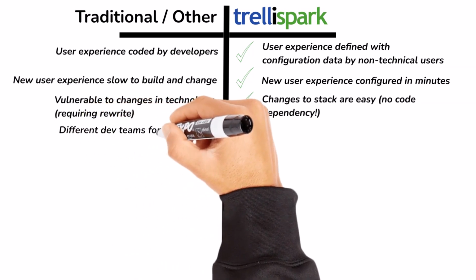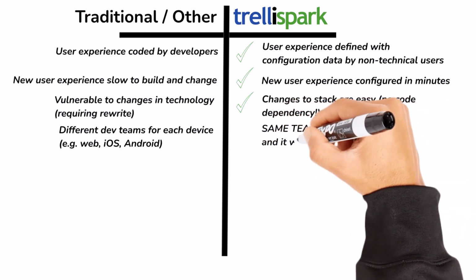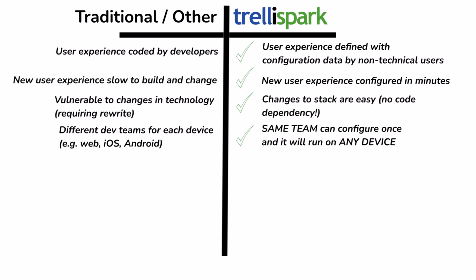Another big difference is how different devices are handled. You often need 2 or 3 separate project teams to build apps on different devices like web, iOS, and Android. This is where we've taken full advantage of the power of Blazor and Maui hybrid. In TrellisSpark, the same people can configure the user experience for any device. And this makes it so much easier to achieve consistency across any user interface.